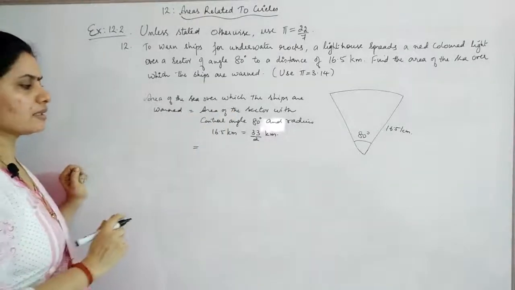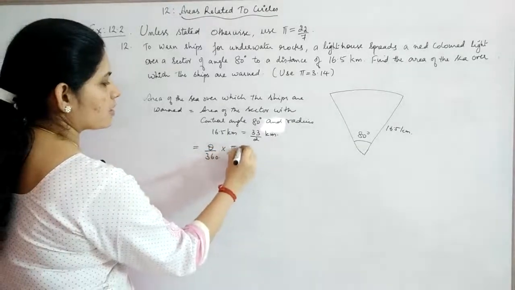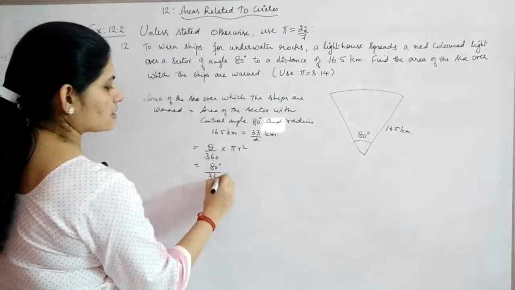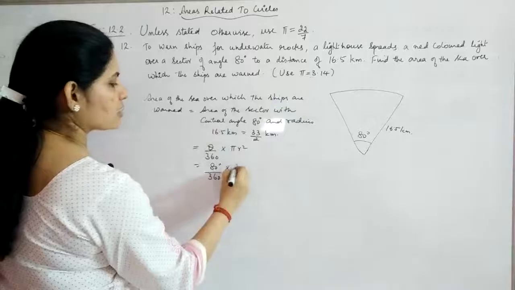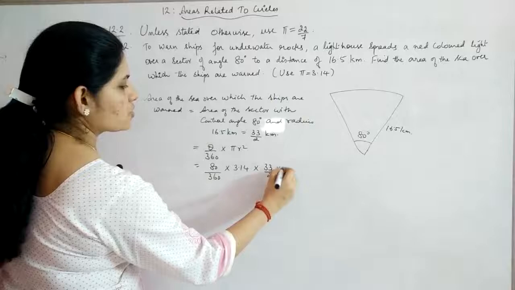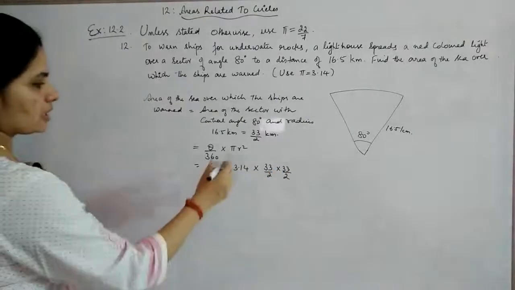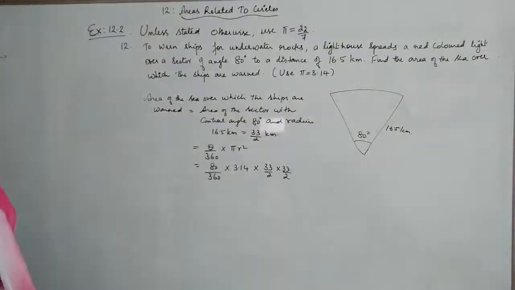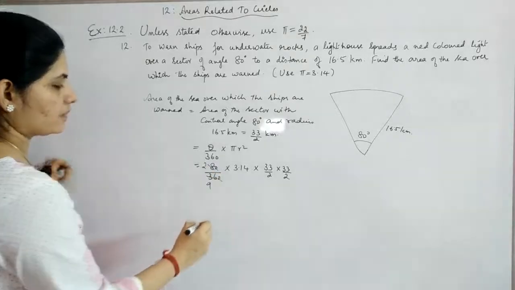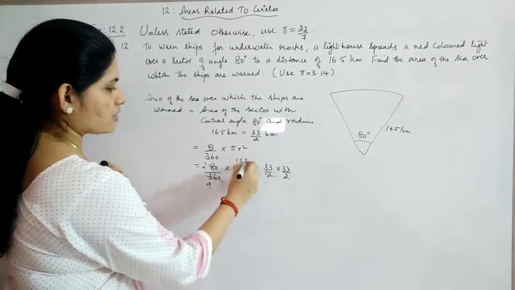What is the area of the sector? It is theta by 360 into pi r square. Replacing the value, theta is 80 degrees, 360 in the denominator, into pi taken as 3.14, into r square, which is 33/2 into 33/2. Okay, now cancelling, what you will get is 2 9, then 2 with this will give you 1.57.